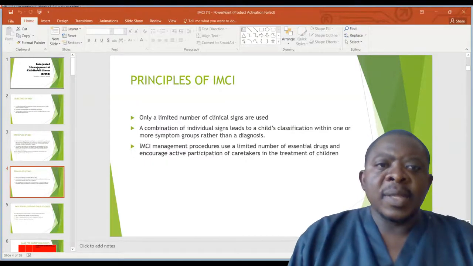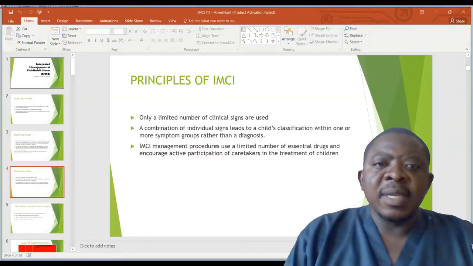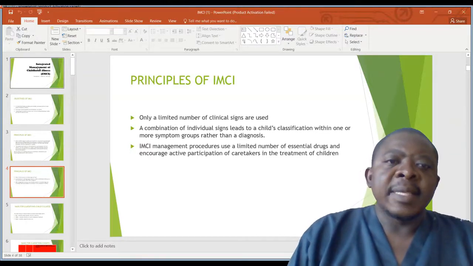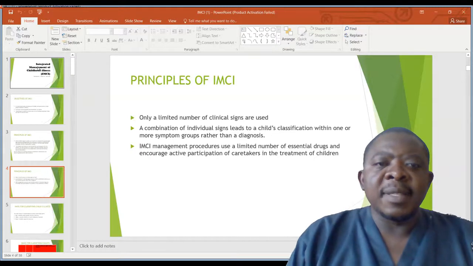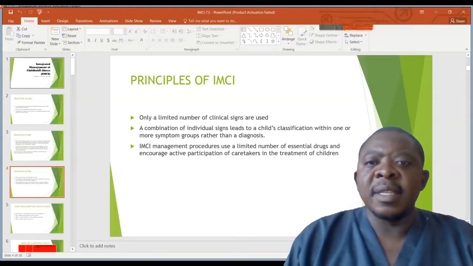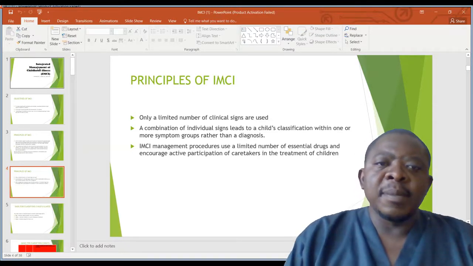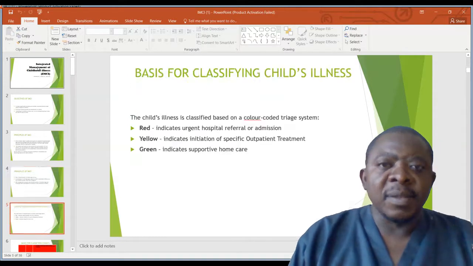The other principle of IMCI is that only a limited number of clinical signs are used. Then, a combination of individual signs leads to a child's classification within one or more symptom groups rather than a diagnosis. Then, IMCI management procedures use a limited number of essential drugs and encourage active participation of caretakers in the treatment of children.